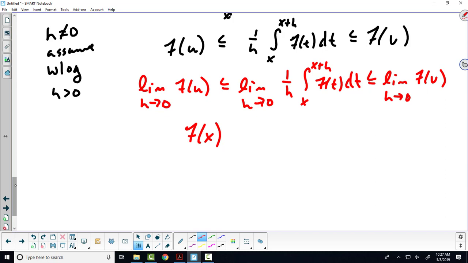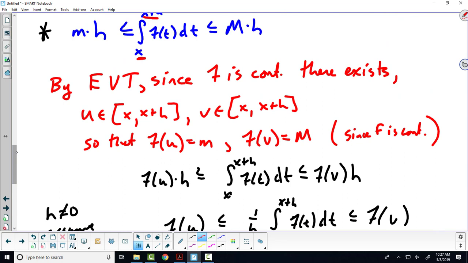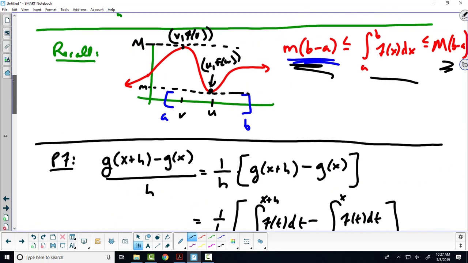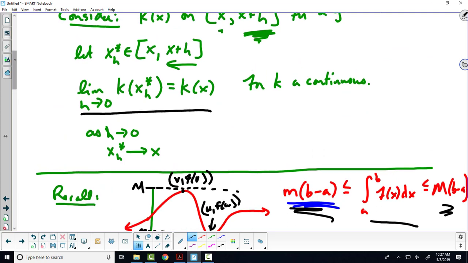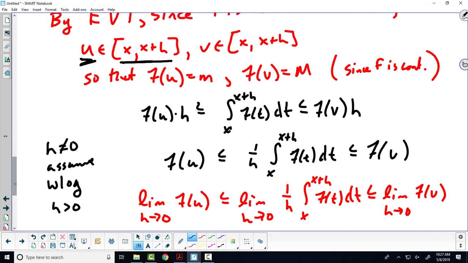How come? Well, where was u? U was a number inside this interval, right? U was this number right here that was sitting inside this interval. As h goes to 0, what does u go to? X. So as we said, don't forget, we're going to keep this idea. Here it is. I've got a number u that's trapped inside this interval. The interval is collapsing down to just the point x. So if I take f of u, when I look at the limit as h goes to 0, it becomes just f of x. Now I can only do that because of why?